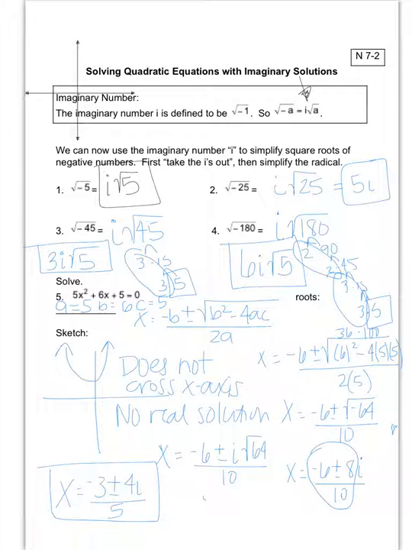So i is just like a variable. You can't add it unless there's another one. Okay, so these were our roots. Roots are also called solutions. Solutions, x-intercepts, and also zeros.